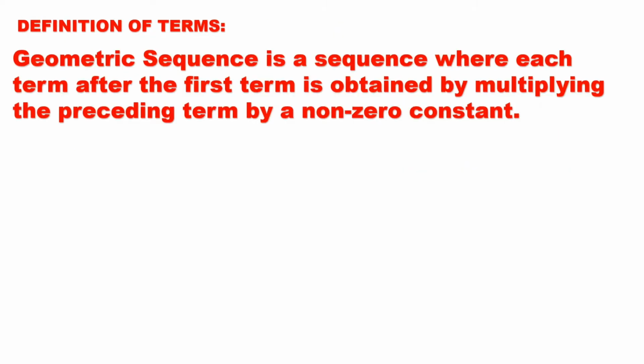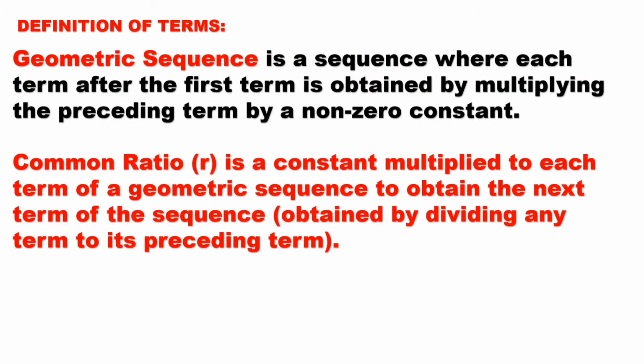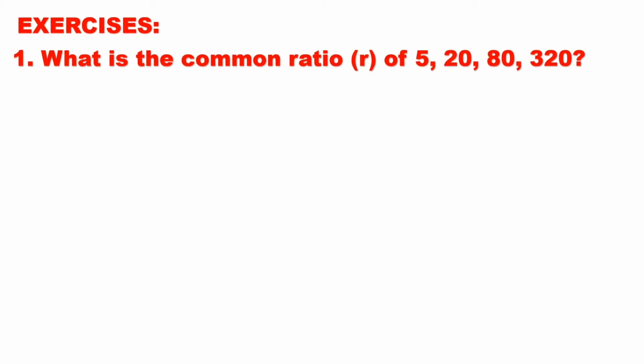A geometric sequence is a sequence where each term after the first term is obtained by multiplying the preceding term by a non-zero constant. Common ratio, denoted by lowercase r, is a constant multiplied to each term of a geometric sequence to obtain the next term of the sequence. Common ratio is obtained by dividing any term to its preceding term. Let us now take an exercise.